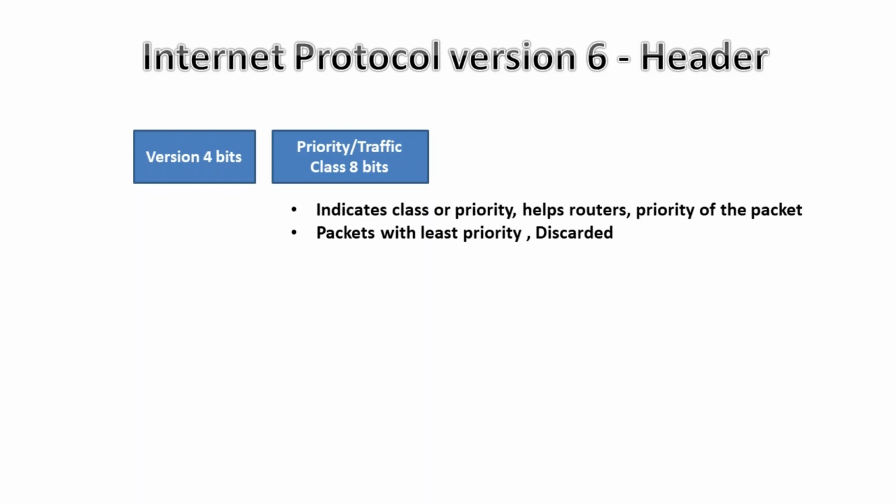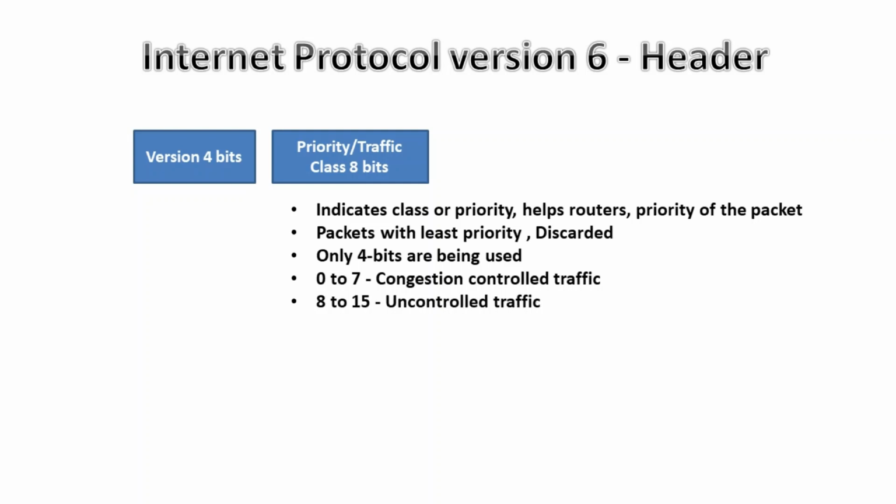As of now, only 4 bits are being used, in which 0 to 7 are assigned to congestion controlled traffic and 8 to 15 are assigned to uncontrolled traffic. Let's now look into the 0 to 7 priorities, which are assigned for congestion controlled traffic, like on the screen you can see. 0 is the priority, which means no specific traffic.